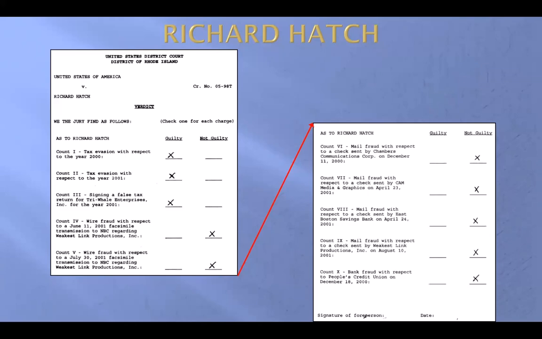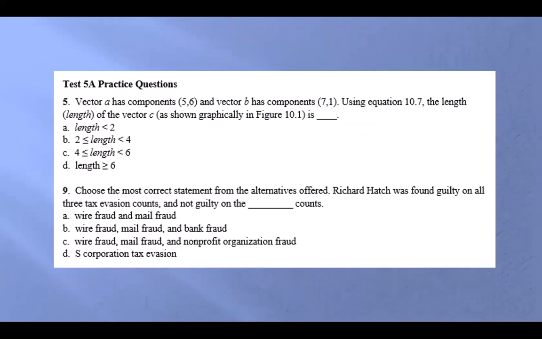So that's Richard Hatch, and let's talk a little bit about the test. Here we go. So the label could not be clearer. Please don't get number 5 wrong. But how about number 9?